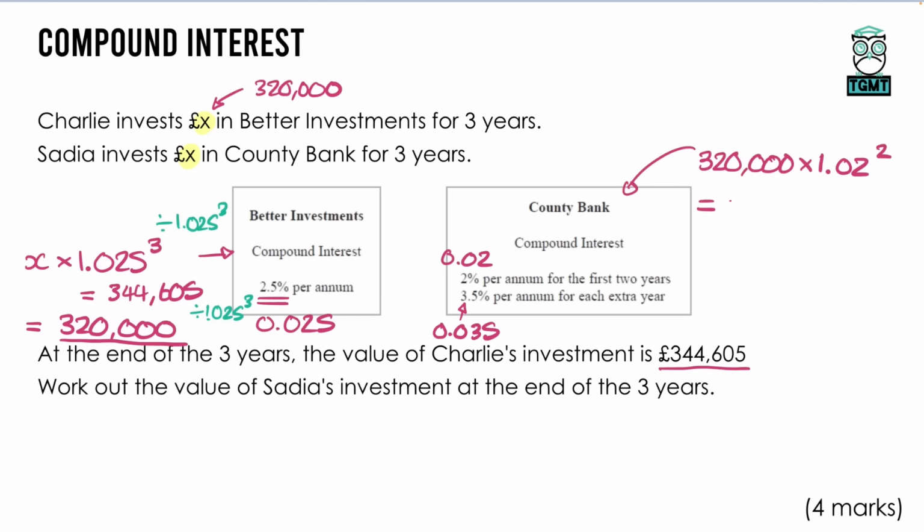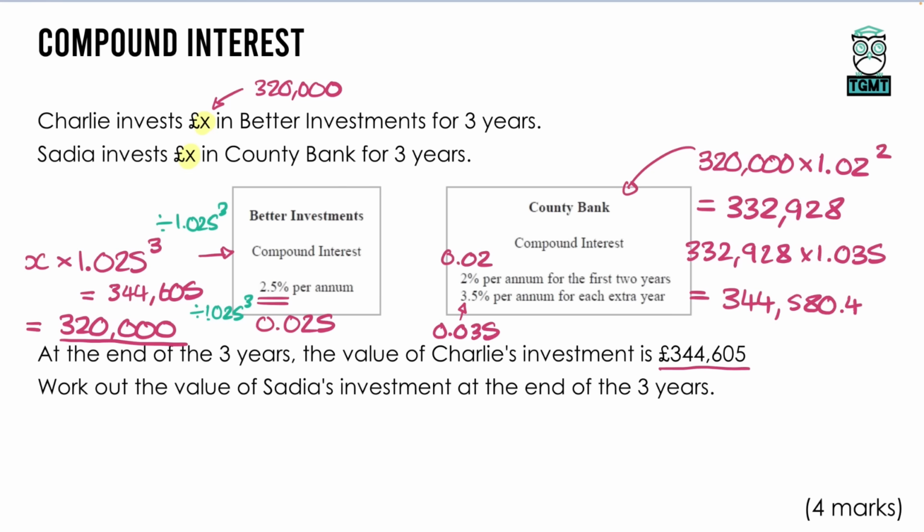And that gives us a total of £332,928. So that's what Sadia has after 2 years. So we're going to do 332,928 times 1.035 this time for the 3.5%. We don't need to put a power with that because this is the 3rd year. So I can just press times 1.035 and I get my final answer, which is £344,580.48. And there we go, that's our final answer.